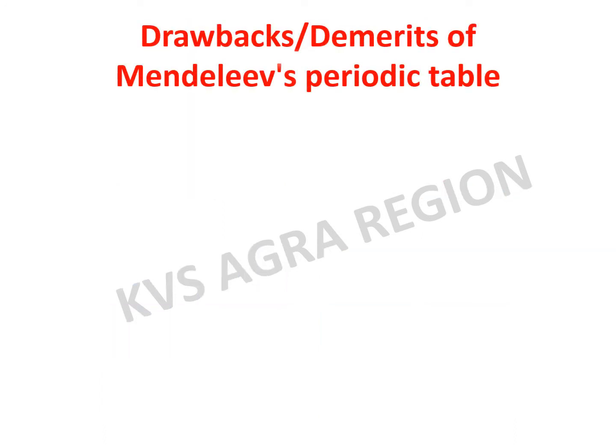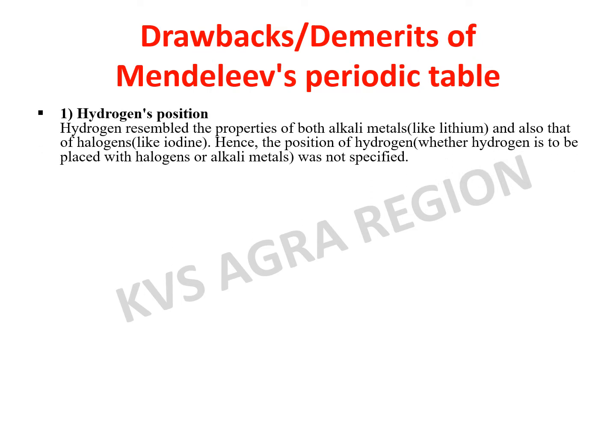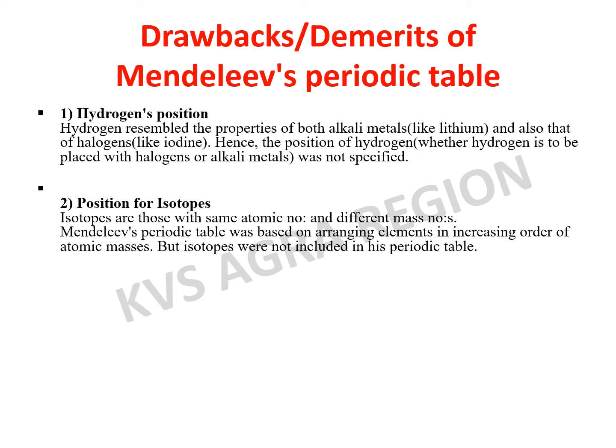Now the drawbacks or demerits of Mendeleev's periodic table. Hydrogen's position could not be explained very well because hydrogen resembled the properties of both alkali metals and halogens. Hence, whether hydrogen is to be placed with halogens or alkali metals was not specified. Position for isotopes. Isotopes are those with the same atomic number but different mass numbers. Mendeleev's periodic table was based on arranging elements in increasing order of atomic masses, but isotopes were not included in his periodic table.